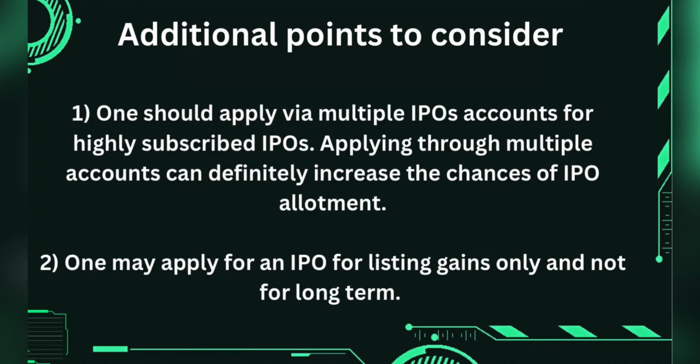To maximize the chances of IPO allotment, individuals should consider applying through multiple IPO accounts, especially for highly subscribed IPOs. Doing so can significantly enhance the likelihood of securing an IPO allotment. Additionally, some investors may choose to apply for an IPO solely for potential listing gains rather than long-term investment purposes.